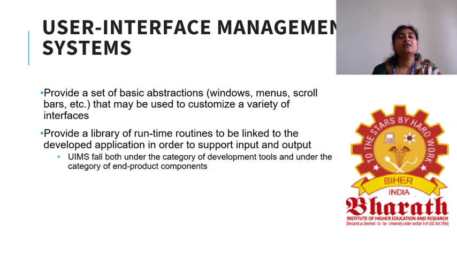And we have tools for managing the user interfaces. They are said to be user interface management systems, shortly called UIMS. These tools provide a set of basic abstractions such as windows, menus, scroll boxes, etc., which are some of the components often found in user interfaces. When user interfaces need to be created, these tools provide the basic abstractions, and they can be used directly in developing the user interfaces. These abstractions can be customized so that we can create interfaces of our own interest.